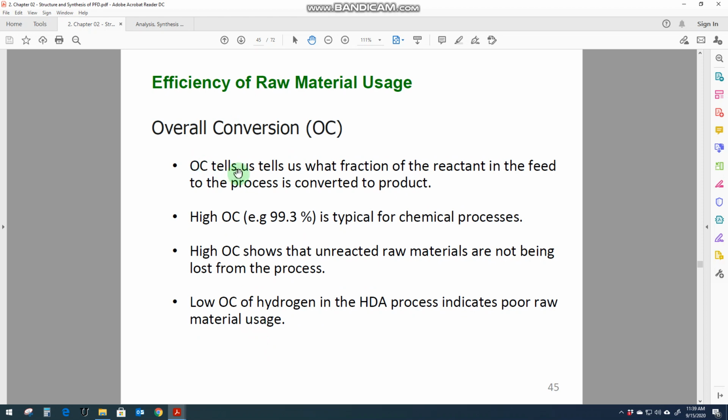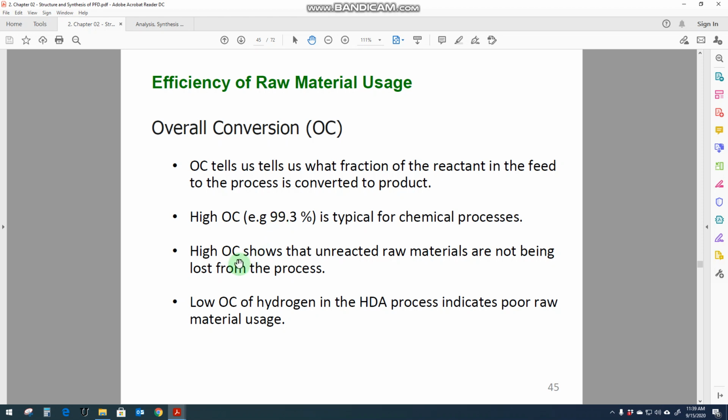Overall conversion tells us what fraction of reactant in the feed to the process is converted into the product. So here we have to talk about the overall conversion of the feed to the product. Higher overall conversion, 99.3%, is typical for the chemical process. So higher overall conversion, above 99.36%, is usually required for chemical processes.